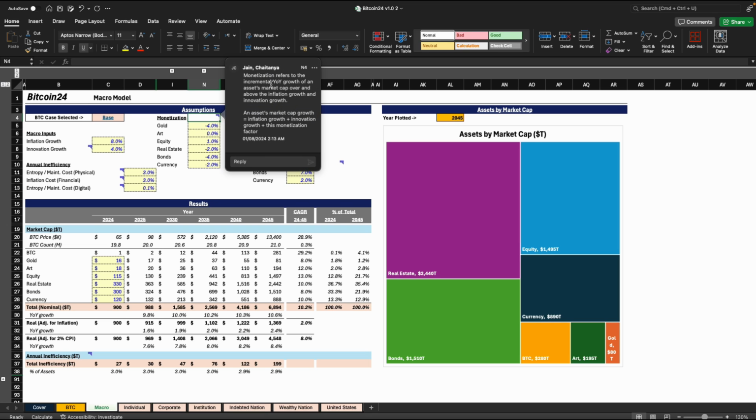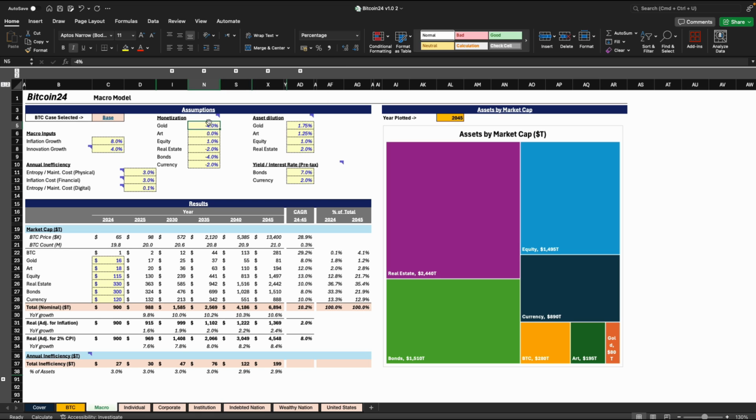So monetization refers to the incremental year-on-year growth of an asset's market cap over and above the inflation growth and innovation growth. So if we're assuming that inflation growth is at 8%, and innovation growth is at 4%, how much would gold grow in comparison to that? What Saylor is assuming here is that gold is not going to grow. It's going to shrink compared to the inflation growth and innovation growth. I kind of believe that that's the case, and that has been the case for quite some time.